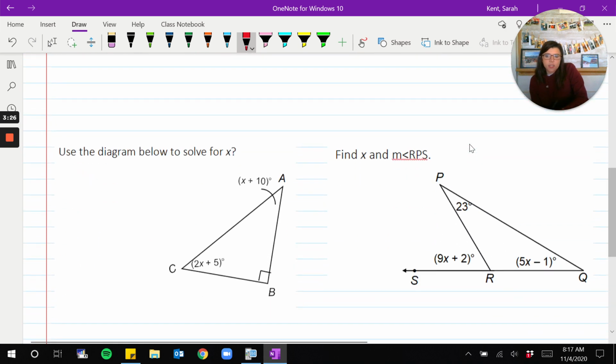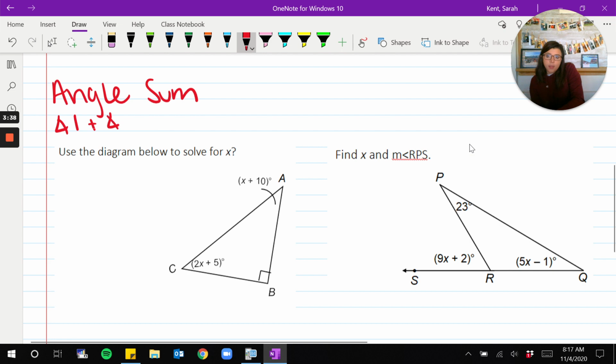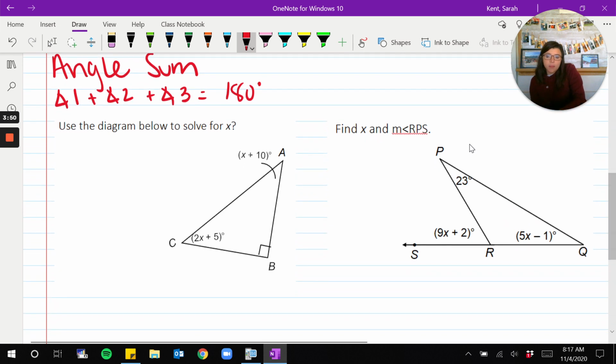First, we'll take a look at angle sum. If we remember from before, angle sum tells me that angle 1 plus angle 2 plus angle 3 is going to equal 180 degrees. If we look at our example, it says use the diagram below to solve for x. Angle A is x plus 10. Angle B has this square here, which, if you remember, means it is 90 degrees. And then angle C is 2x plus 5.